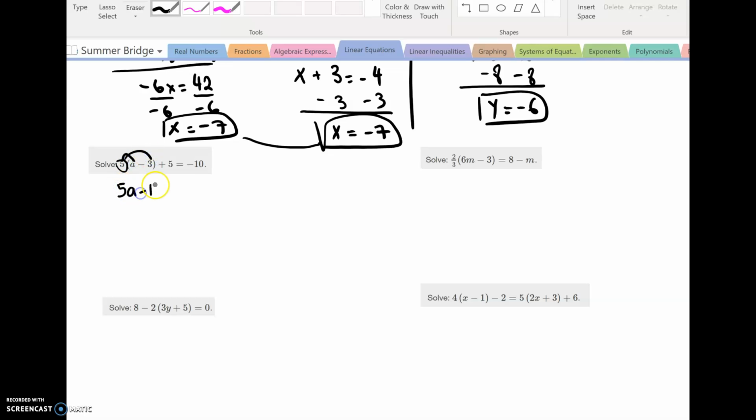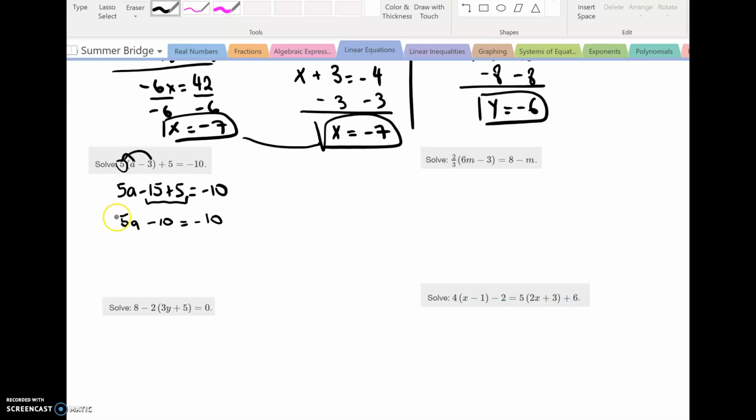5a - 15 + 5 = -10. And then I'm going to combine my like terms. We have not seen that before. I can combine the numbers together to make my life a little bit easier to deal with, which is going to end up with negative 10. So 5a - 10 is equal to negative 10.